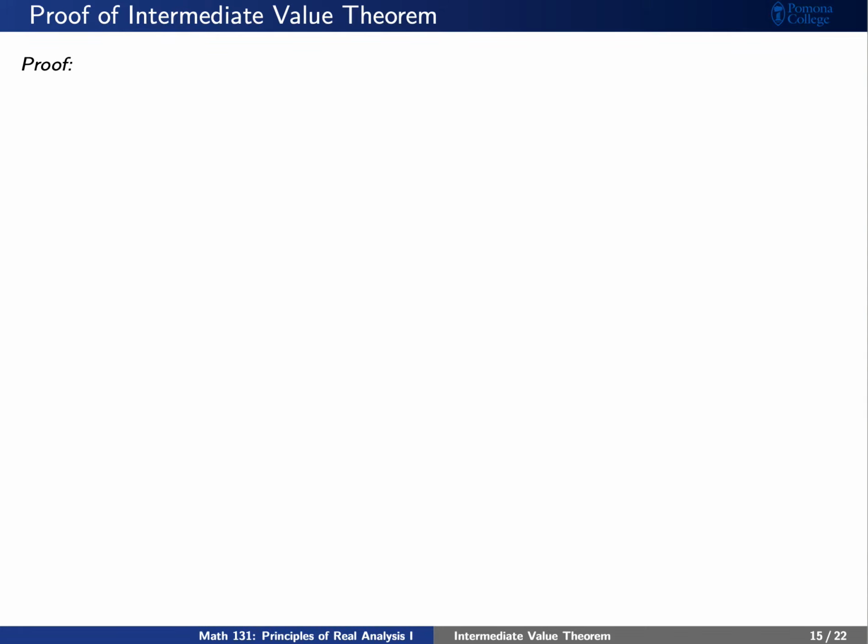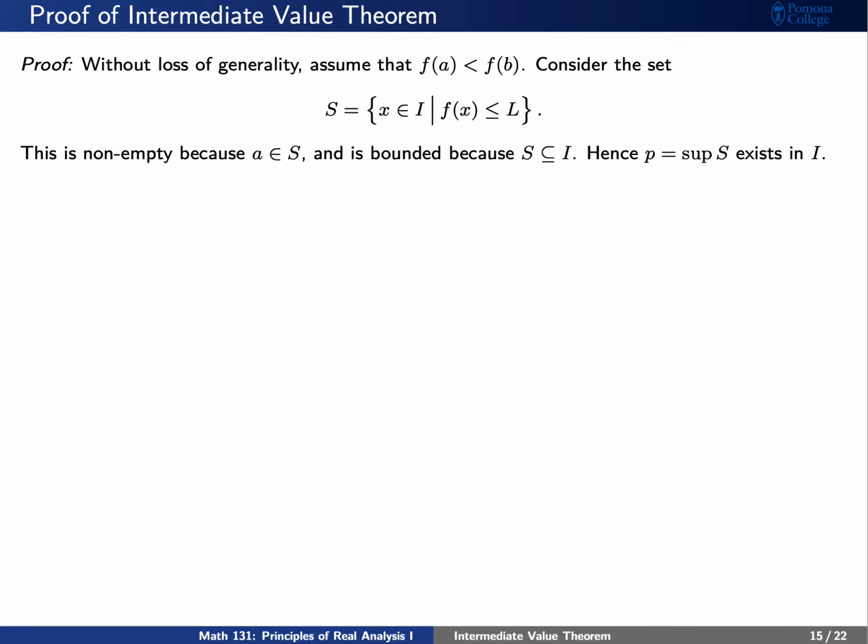Let's talk about the proofs of these three statements. I'd like to start with the proof of the intermediate value theorem. Recall that L is given, and we'd like to know that we can find a point P such that f of P equals L. So upon fixing our L, let's assume, without loss of generality, that f of A is less than f of B. There's a similar proof if f of A is greater than f of B.